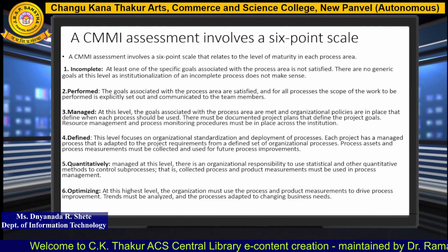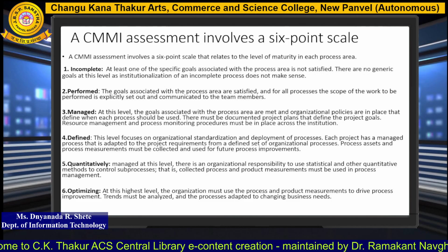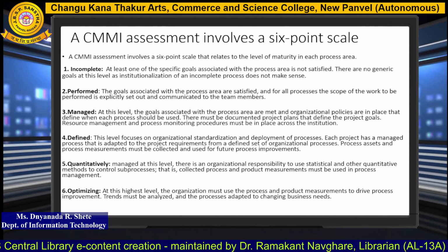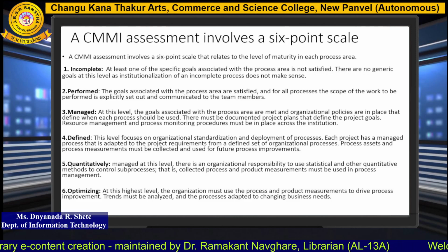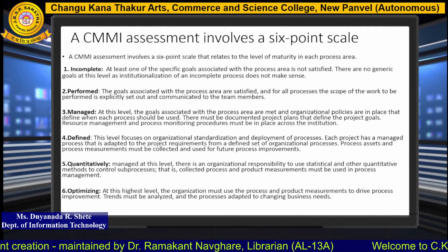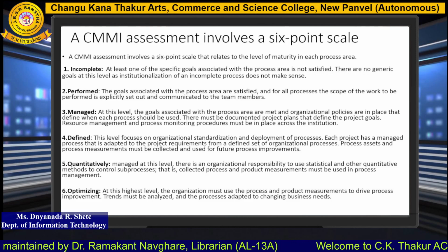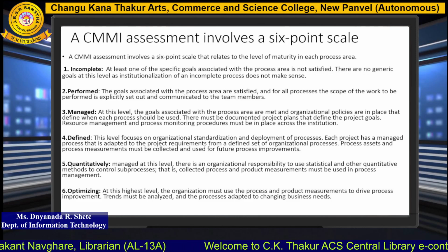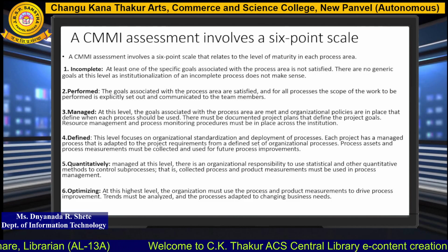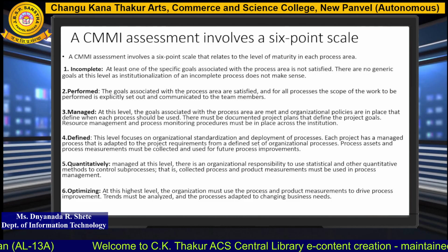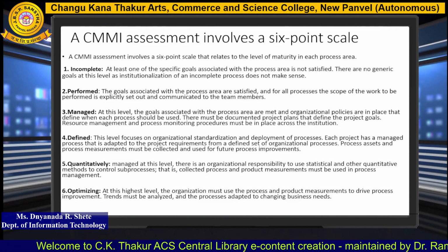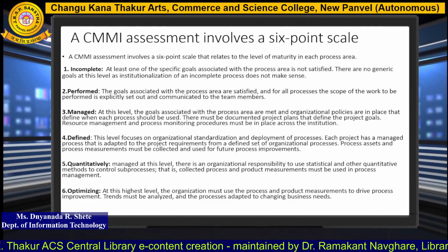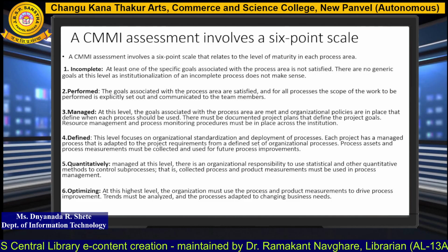Next one is defined. Defined means the level of focus is on organizational standardization and deployment of the process. Next, quantitatively managed. Quantitatively managed means that at this level there is organizational responsibility to use statistical and other quantitative methods to control the subprocesses, where collected process and product measures must be used in process management. And the last, optimization. At this highest level, the organization must use process and product measurement to drive process improvement. These trends must be analyzed and the process adapted to changing business needs.